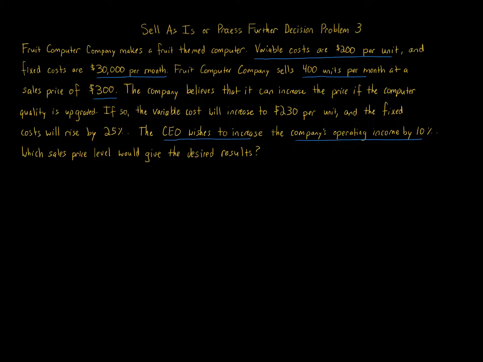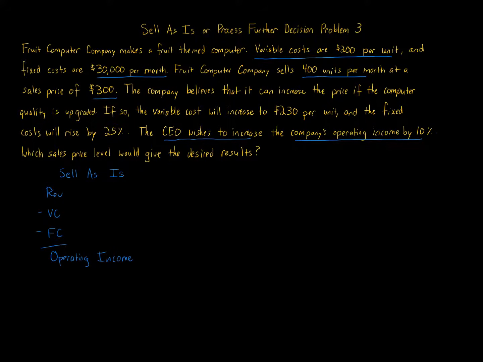Again, the CEO wishes to increase the company's operating income by 10%. Our starting point is to look at selling as is. If we sell as is, what is our operating income? Because we're going to need to increase that by 1.10, an increase of 10%. Let's start with calculating the operating income. Operating income is revenue or sales minus variable cost minus fixed cost. We're going to need to calculate that to determine this increase.